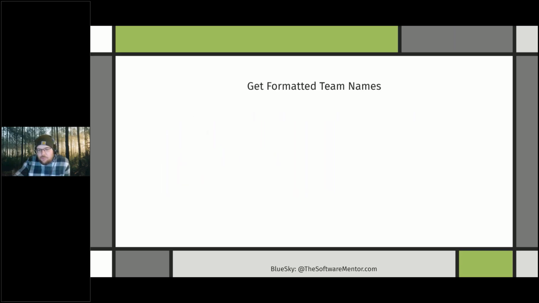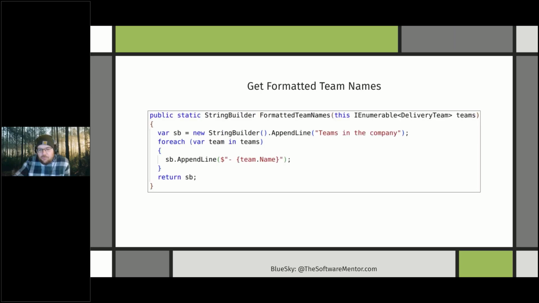The next requirement may be, hey, we want to get all the team names formatted in a very particular way. We go, all right. We know that we shouldn't just do string concat because we're in C# and string concat's really slow, so we're going to use a string builder here. We're going to create a new string builder, give it the first line of teams in the company, and then for every team in the list that we're given, we're going to add its name to the string builder and then return back the string builder.